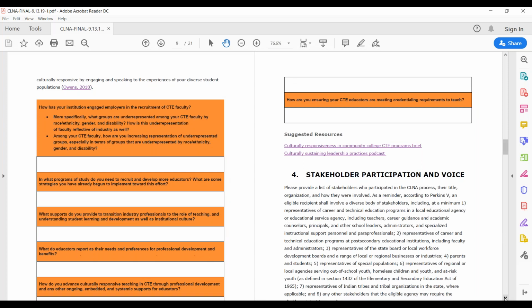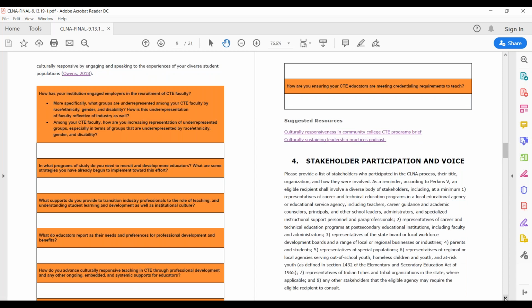Okay, are we moving on to 3? Yeah, we can move on to 3. So, recruitment, retention, and training of CTE educators. I essentially have turfed this at the moment to our HR department and our deans to see if I can get them to answer some of these questions and see what they come up with.